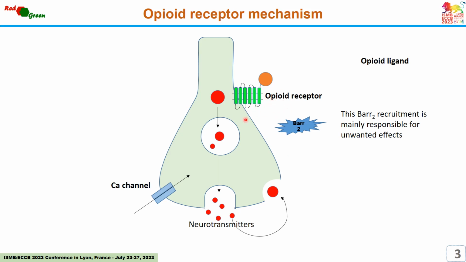opioid receptor binding, it also recruits the beta-arrestin 2 to the opioid receptor, and this recruitment of beta-arrestin is responsible for the unwanted effect of the opioid drugs. So our target is to avoid the recruitment of beta-arrestin to minimize the unwanted effect of the opioids.